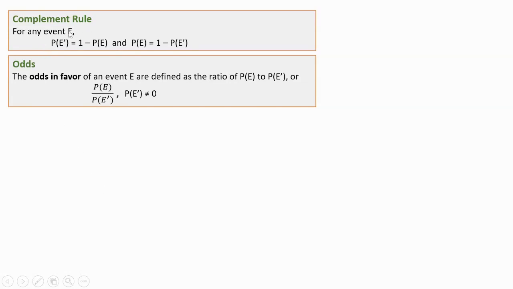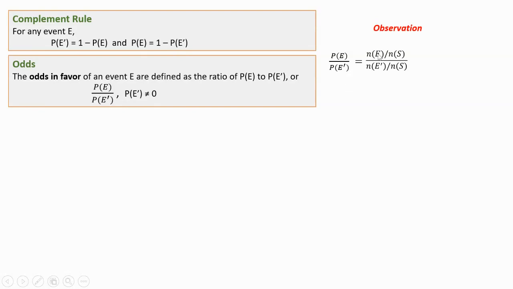Okay, now this is the complement rule. For any event E, the probability of the complement is equal to 1 minus the probability of the event. And vice versa, the probability of the event is equal to 1 minus the probability of the complement. Odds. The odds in favor of an event E are defined as a ratio of the probability of E to the probability of not E, or the complement of E. Okay, observation. This is how they come up with this formula here.